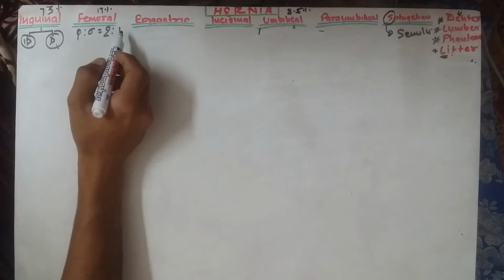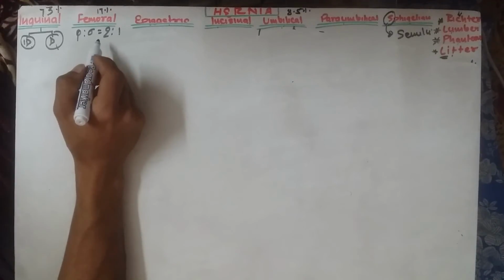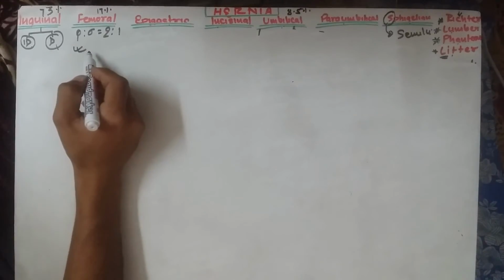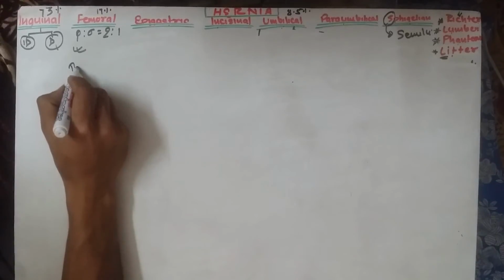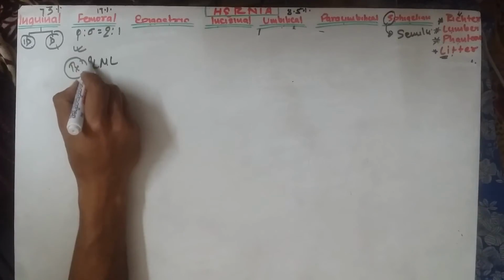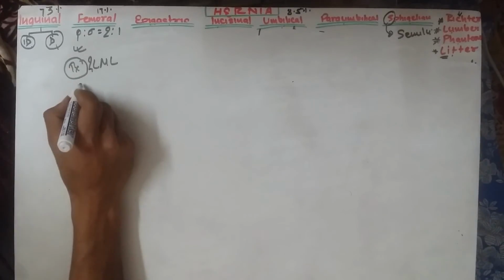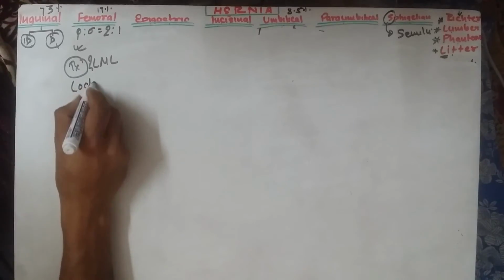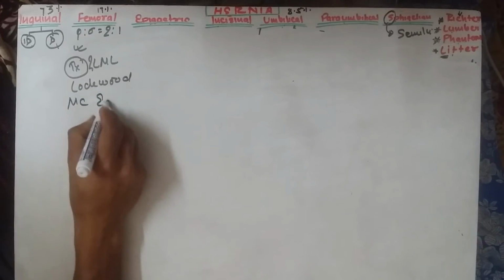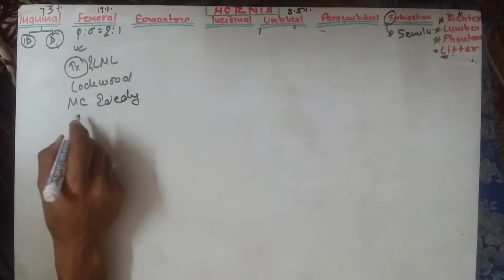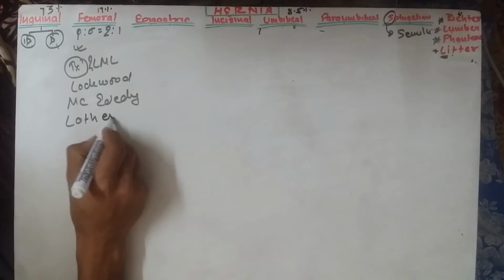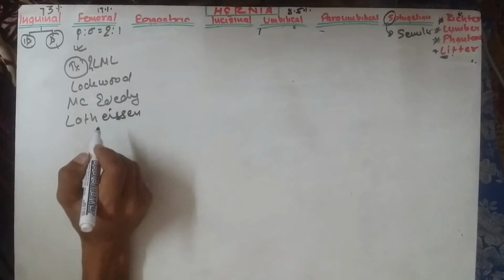Then the other point is that the swelling is usually present below and lateral to the pubic tubercle, as it is the site of saphenous opening. Then the treatment modality of the femoral can be remembered as LML. 2 times LML is there. So the surgical treatment will be Lockwood surgery, McEvedy surgery, Lothisen surgery. Actually this is Lothisen surgery.